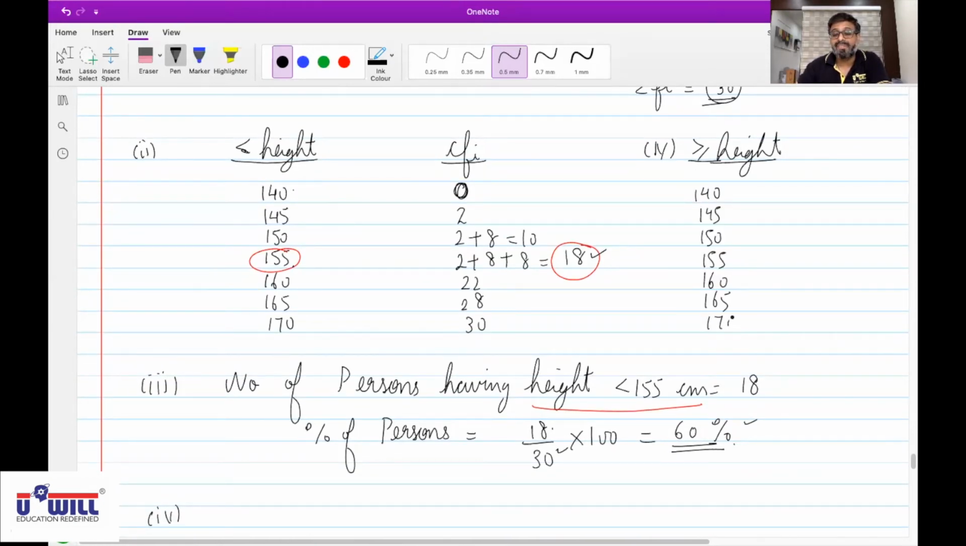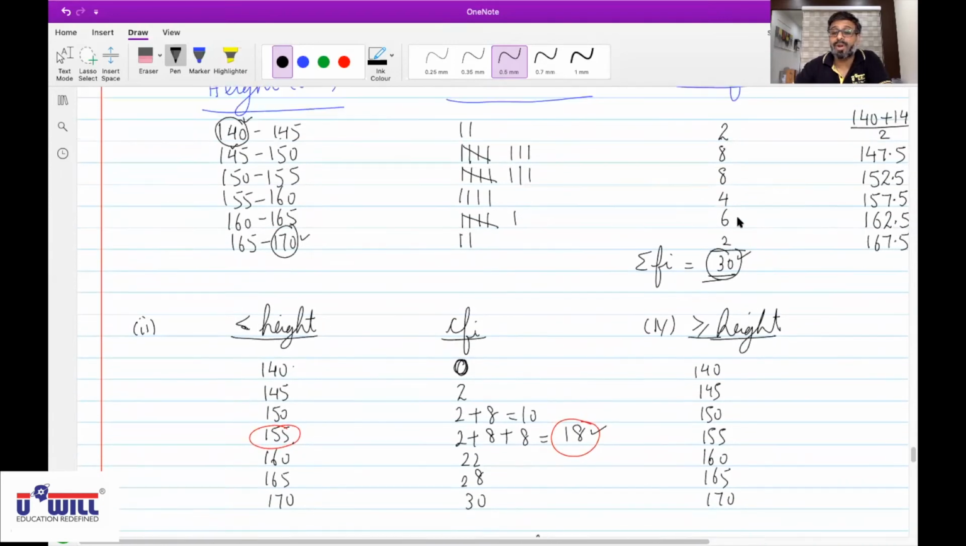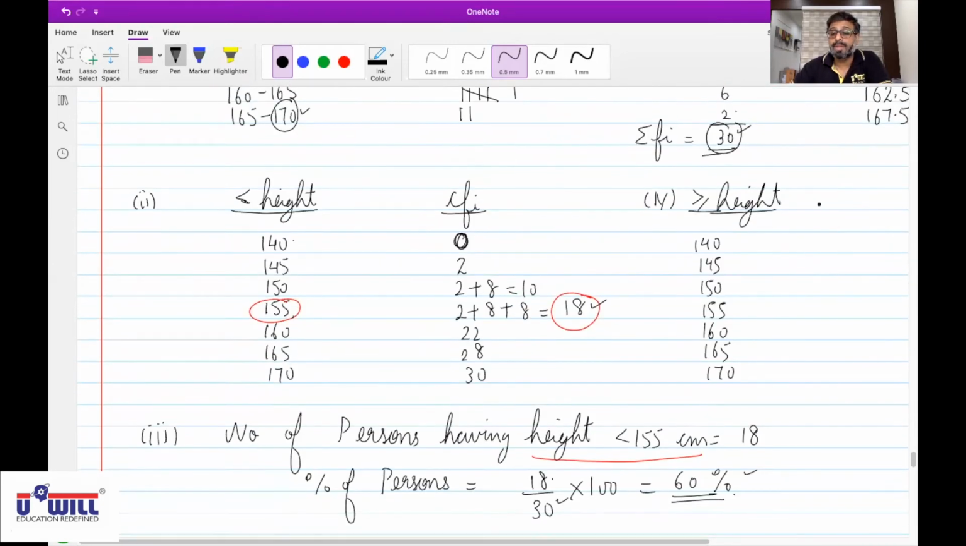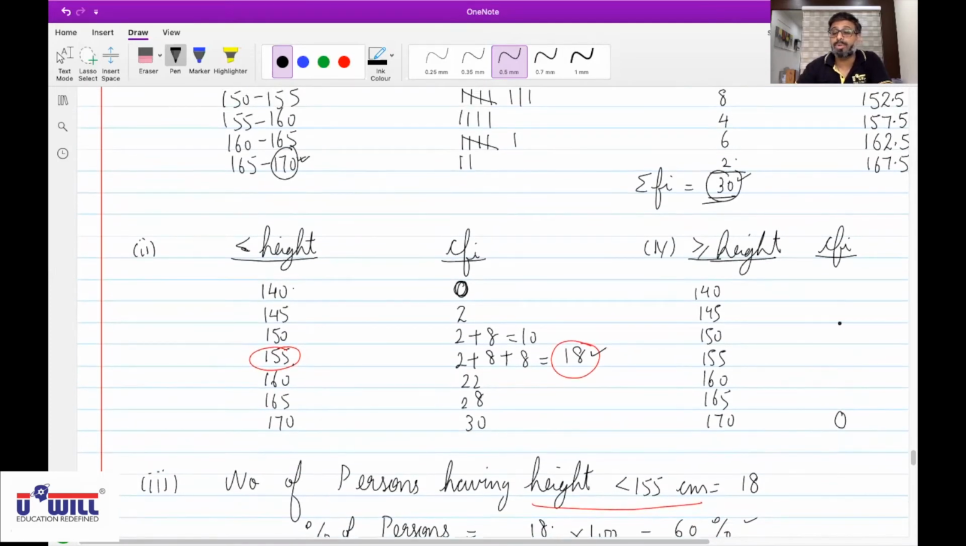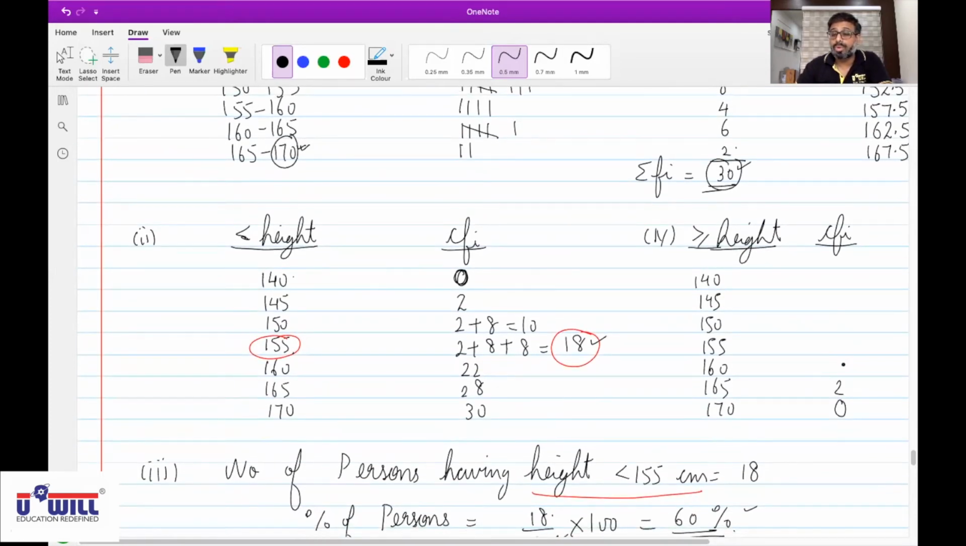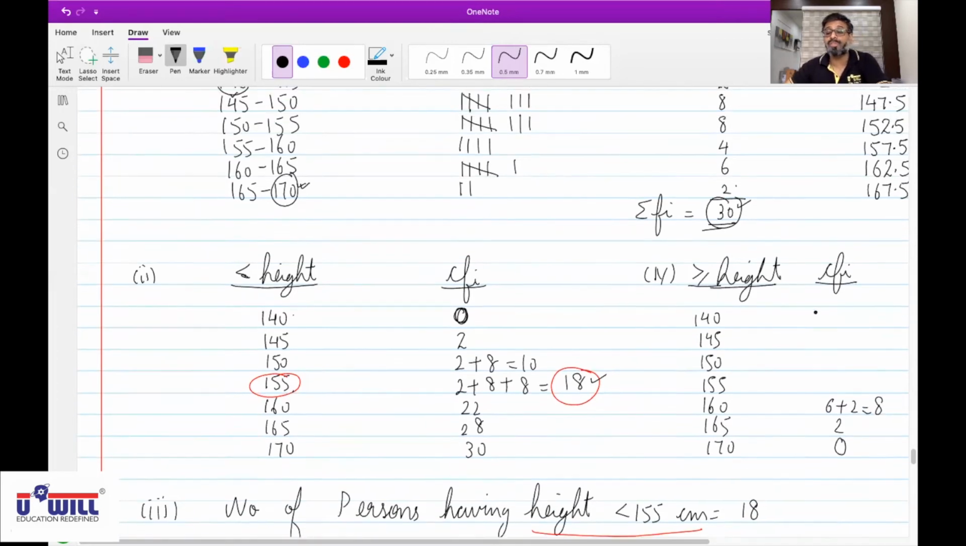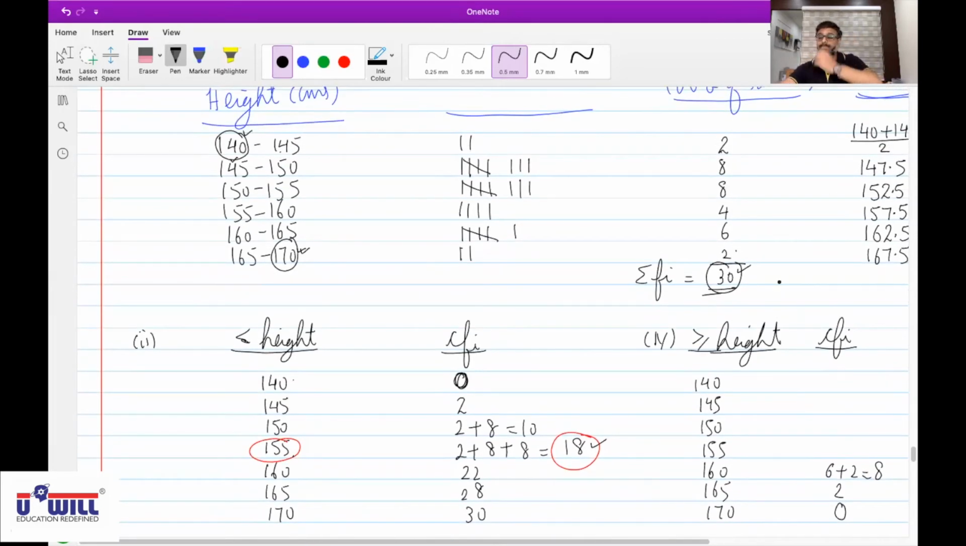Now, will you add from top to bottom or bottom to top? Bottom to top. Start adding from the bottom. But what will you take as the last cumulative frequency? 0. There is no person having height more than 170. So last one is 0. Now add from bottom to top. 2. Then 6 plus 2, 8. All of you complete it on your own.